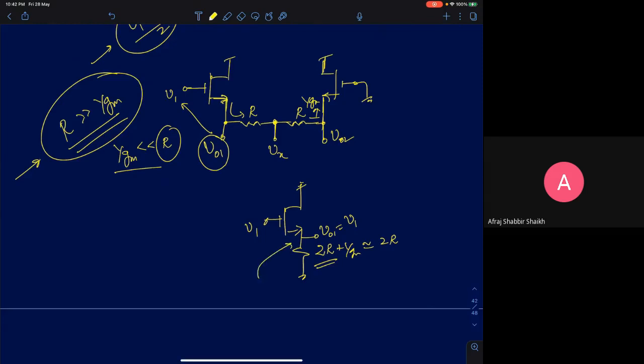So this node voltage here will be V1, and similarly this node voltage VO2 can easily be shown to be V2. So VO1 is V1 and VO2 is V2. So what will be Vx now? You just have two resistors, so it is the average of V1 and V2, that's it. That will be V1 plus V2 by 2. So even this circuit gives me an average of the two voltages. Okay, that's it.